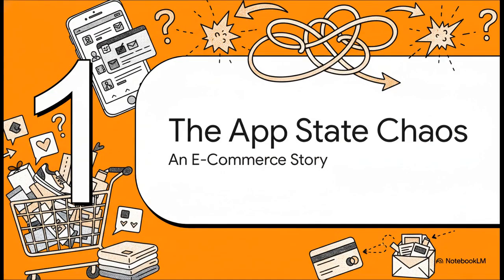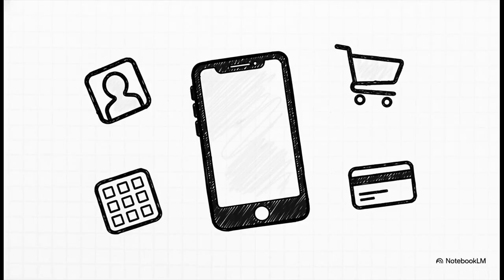So to really get a feel for this problem, let's paint a picture. We're going to tell a little story about a pretty typical e-commerce app and a kind of chaos that can just bubble up from something that seems so simple at first. So imagine you're building this app. It's got all the standard stuff. Users can log in, they can look at products, they can add things to a cart, and of course, they can check out. Seems pretty standard, right?